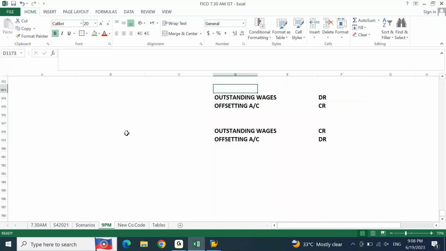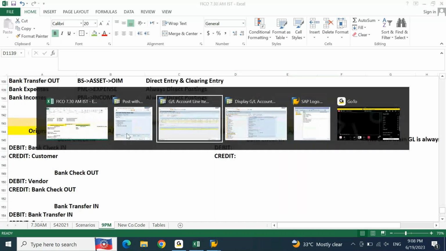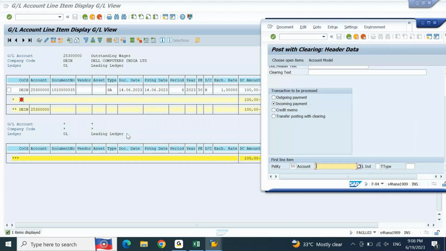Now let me go up and let me go to this posting screen. Here, if I want to clear this 100, posting key I need to put 50 or 40. 50. I need to put 50. If I put 50 posting key, should I use the outstanding wages account or any other account? Any other. Any other account I need to use.